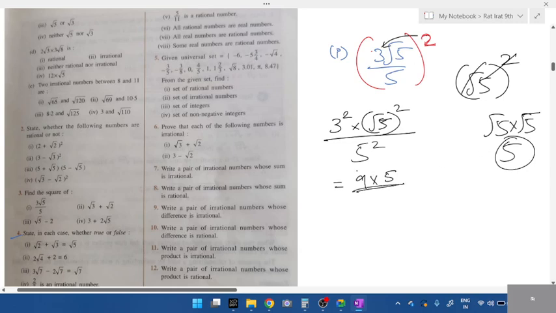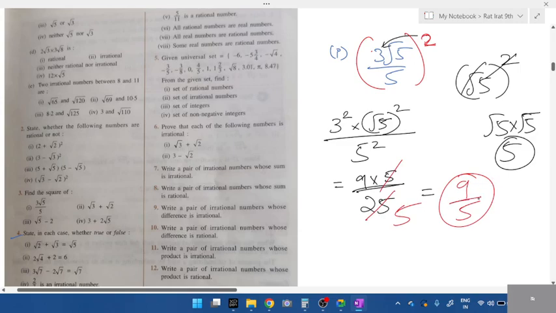If you're still not serious, I'll never teach you. I'll just drop. What is 5 square? All this 5 square is 5 square. Then which one gets cancelled? So what's the answer? 9 by 5.